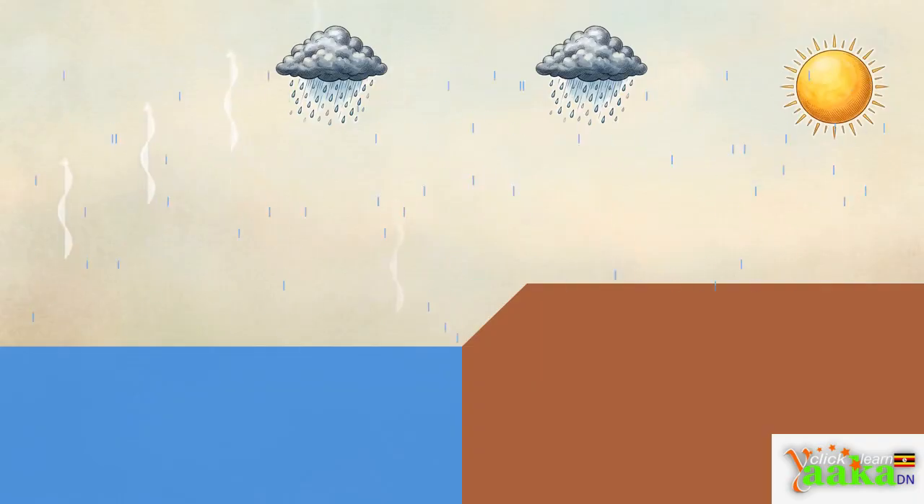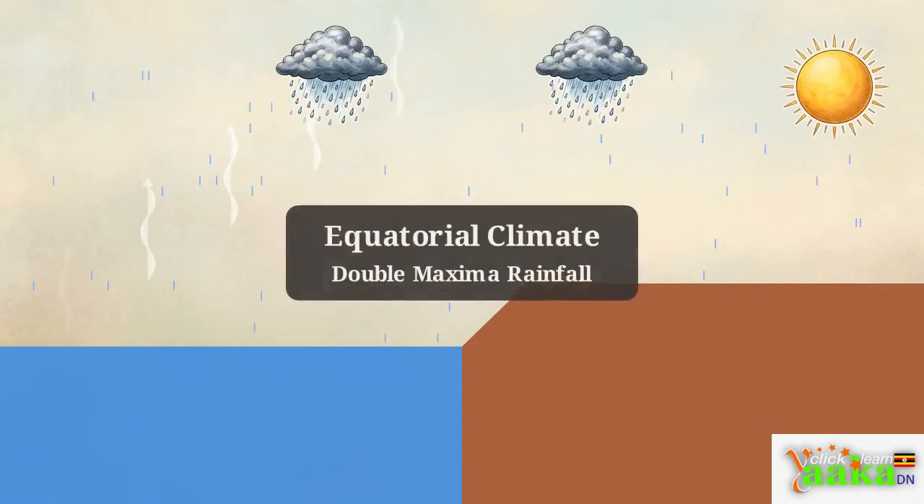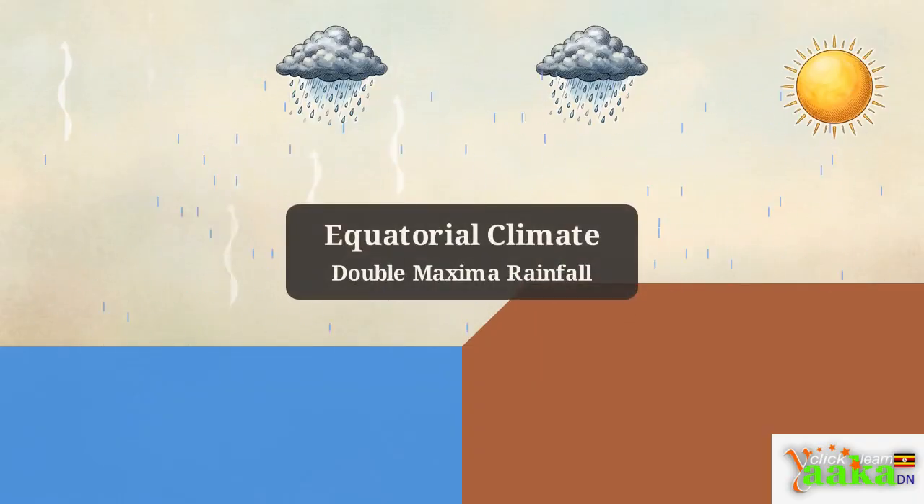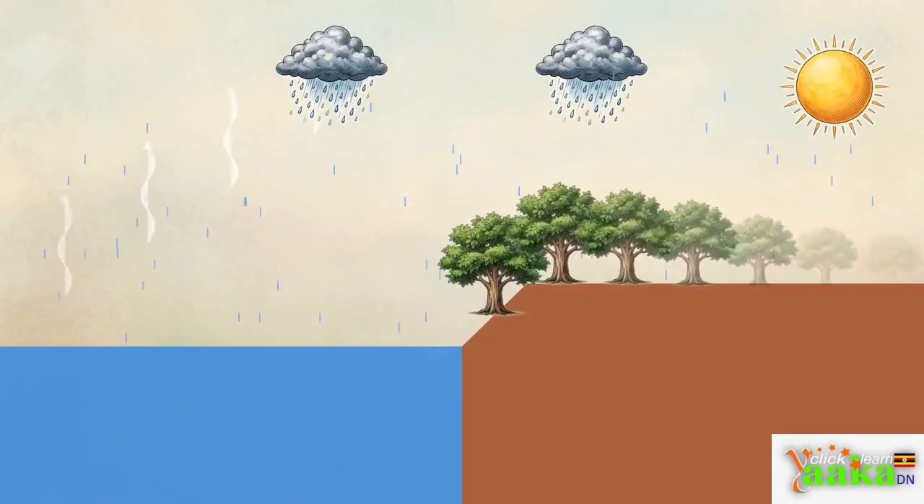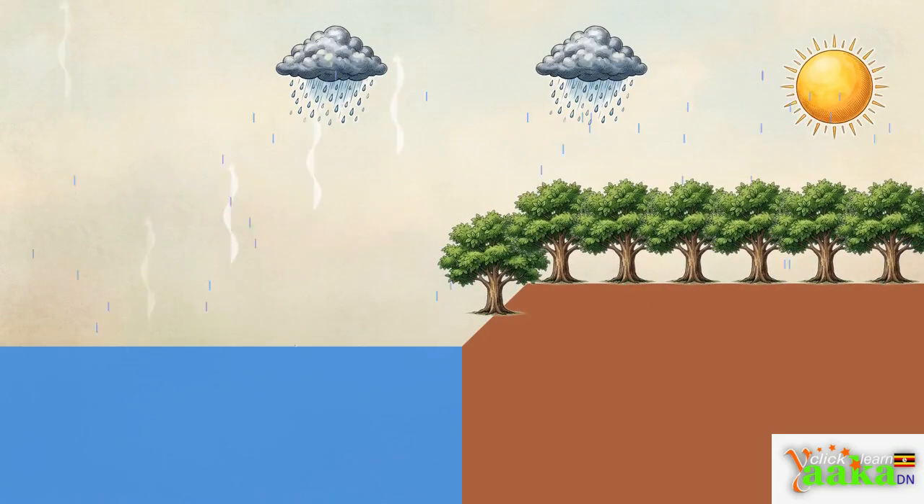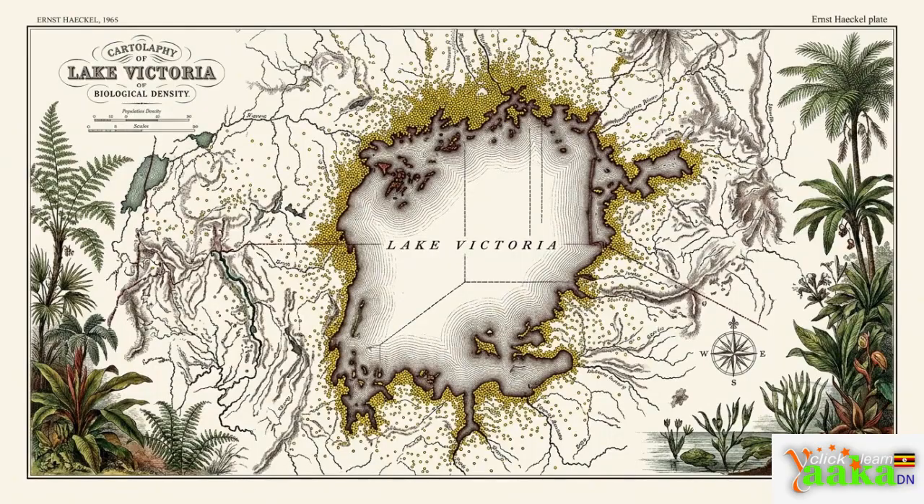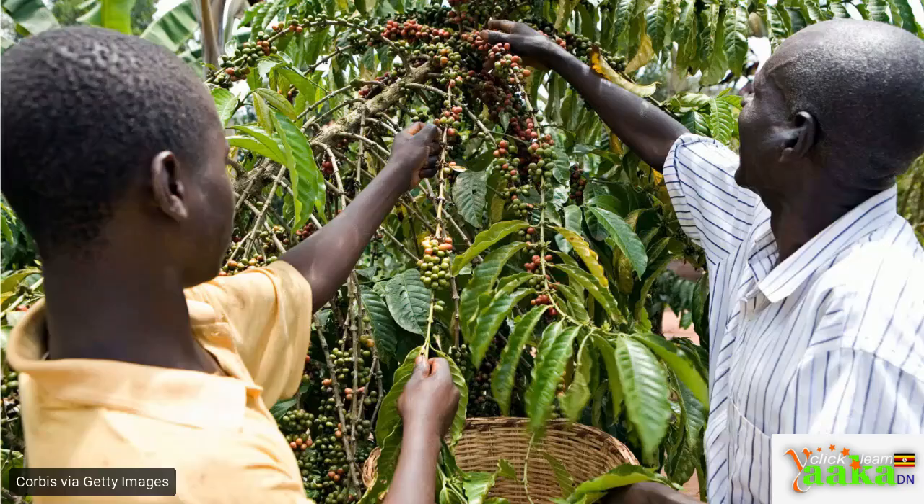Because this cycle happens all year round, it creates an equatorial climate with double maxima rainfall, meaning two main wet seasons. This constant moisture is what feeds dense tropical rainforests. Naturally, people migrate toward this reliable water. The lake basin is the most densely populated part of East Africa because farmers can grow cash crops, like harvesting coffee and matoke, all year long.